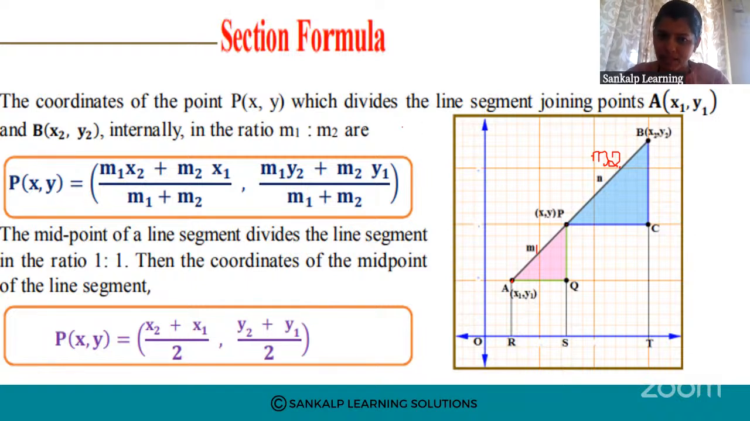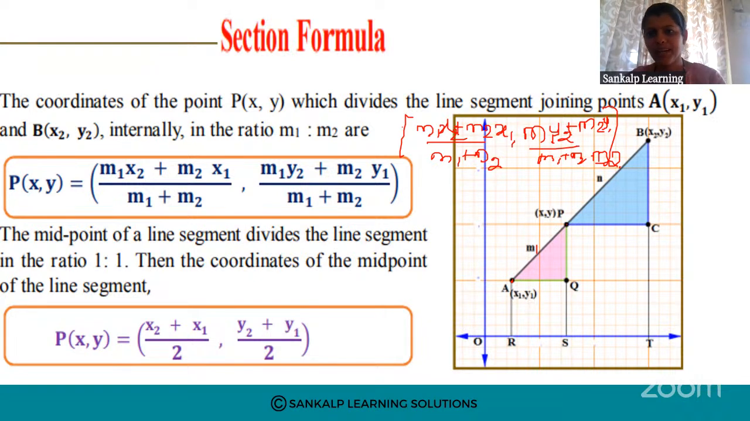This formula is very easy to remember. See, first write down m1 plus m2 divided by m1 plus m2, right? Next, here also m1 plus m2 divided by m1 plus m2, right? Next, write here x2, this is x1, like that here y2, and this is y1. So very easy, right? m1 x2 plus m2 x1 divided by m1 plus m2, m1 y2 plus m2 y1 divided by m1 plus m2.